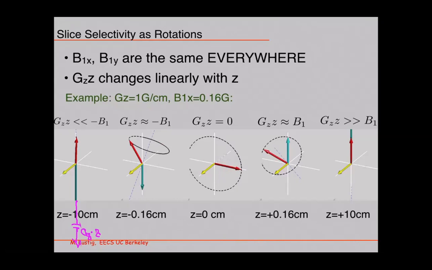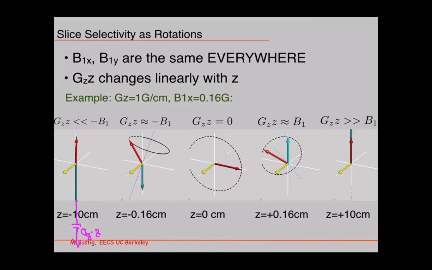Question? Yes. What does the red arrow represent here? The red arrow is the magnetization vector. So what's happening to it after the applied field is applied to it? It's going to start precessing, right? The green arrow is the gradient, the yellow arrow is the RF, and the red arrow is the magnetization.